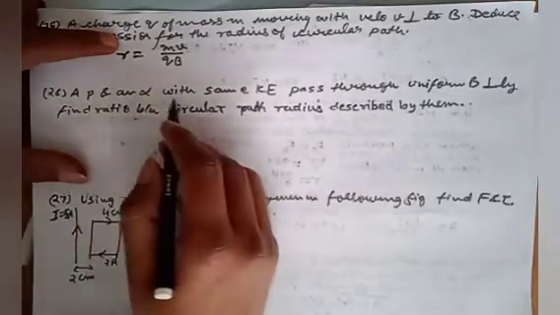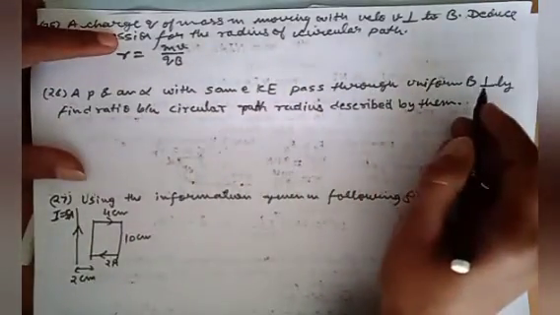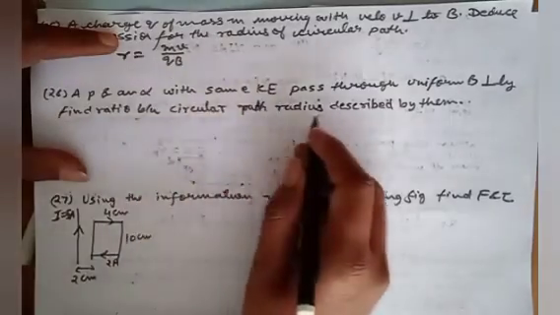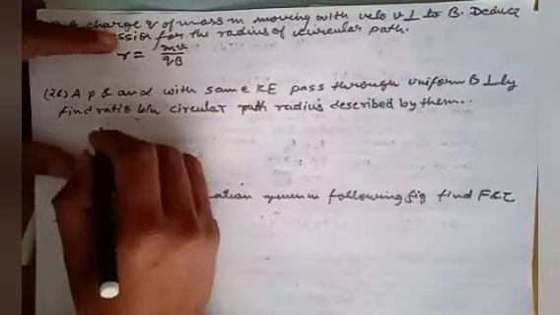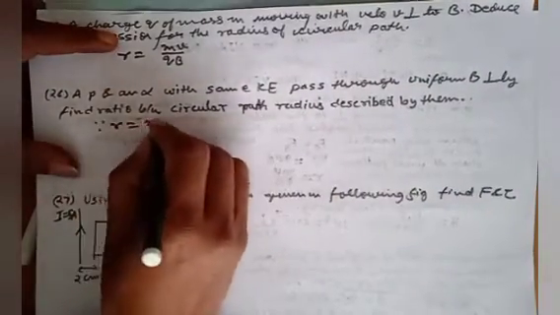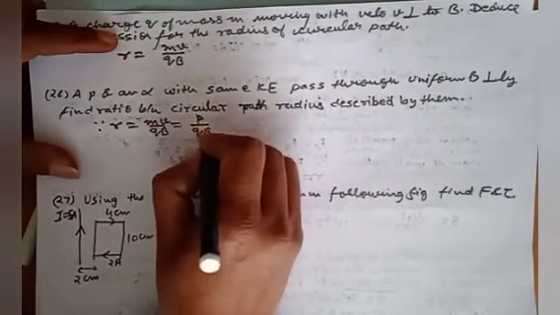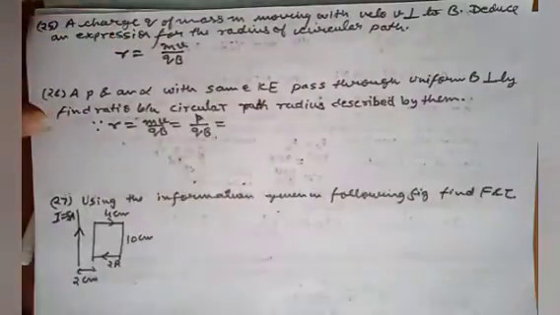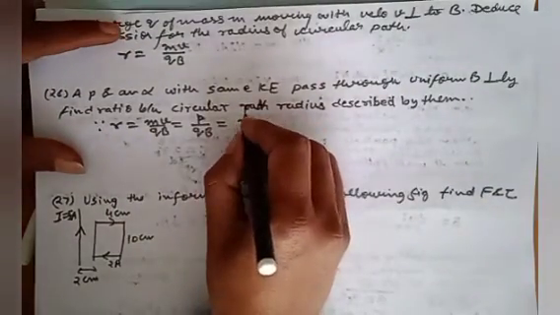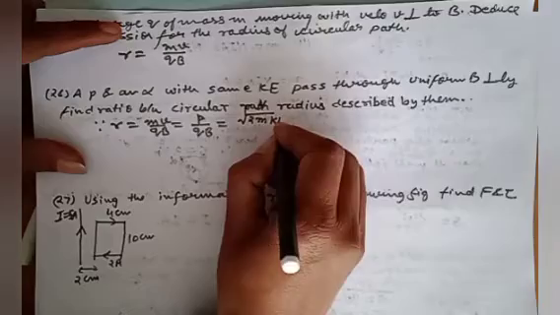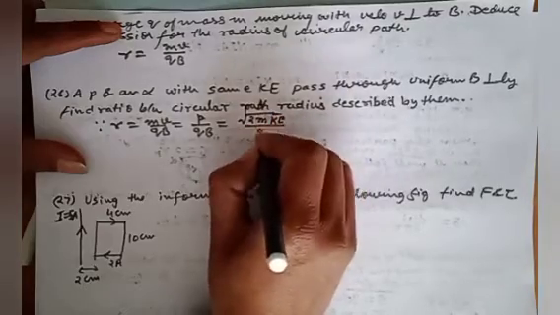A proton and an alpha particle with the same kinetic energy pass through a uniform magnetic field perpendicularly. Find the ratio of the radii of the circular orbits described by them. So we know that r is equal to mv upon qB. mv is momentum, so momentum upon qB. And there is a relation between momentum and kinetic energy: root 2m kinetic energy upon qB.